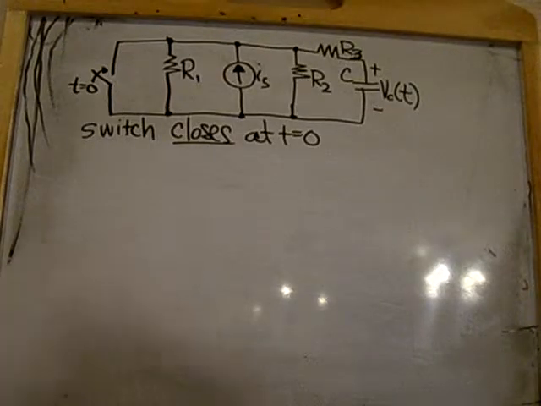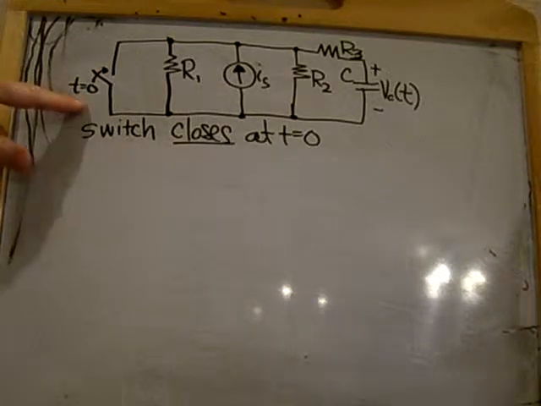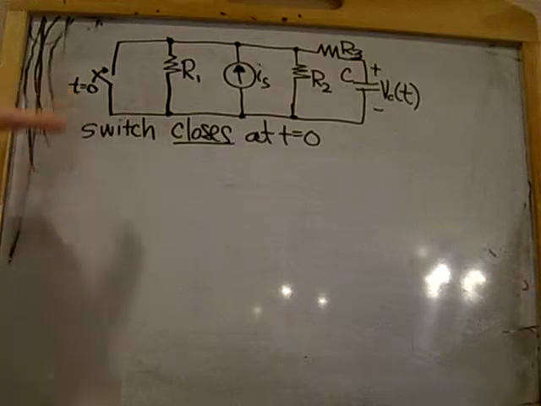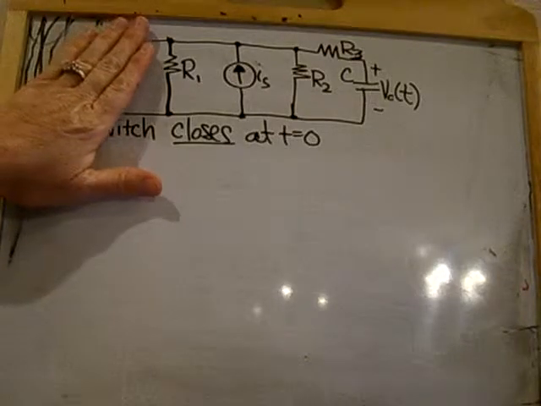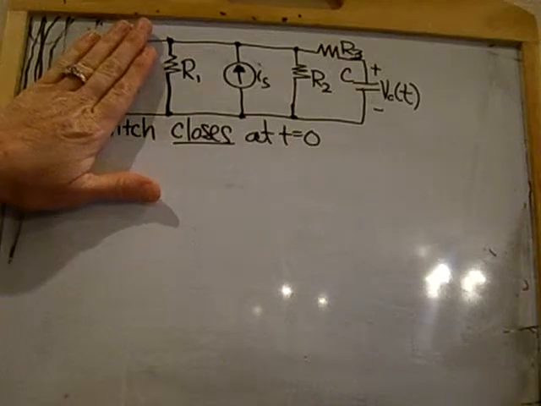This is an example of a circuit with a single capacitor element in it. It's seen here that the switch closes when the time is equal to 0. So when the time is before 0, this circuit will be present.